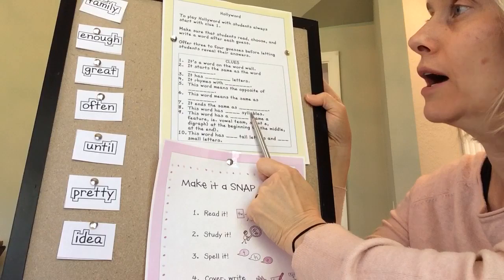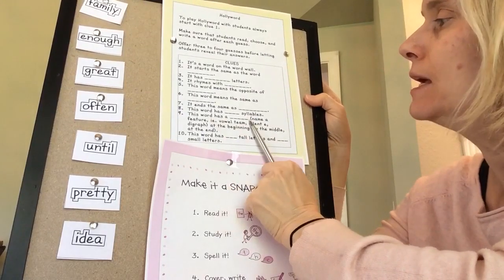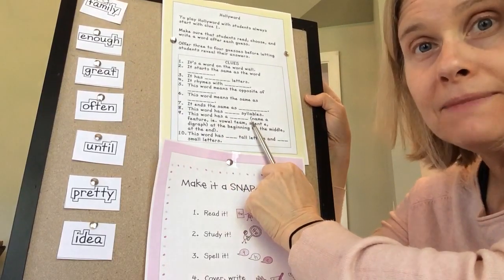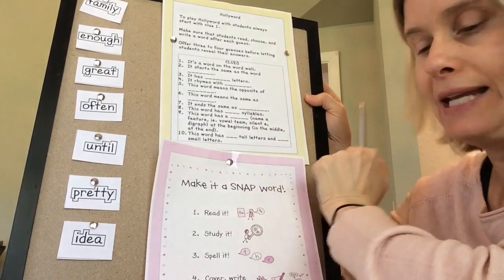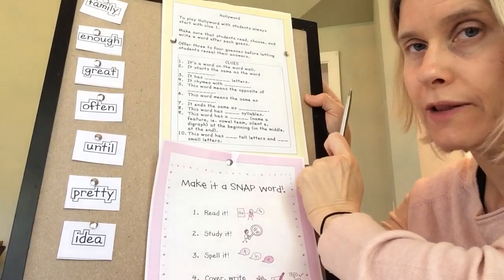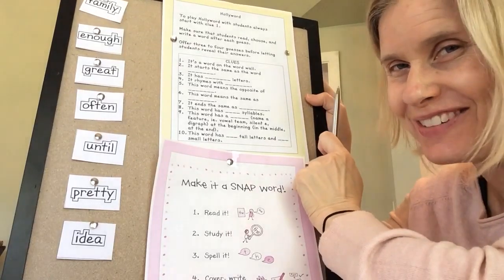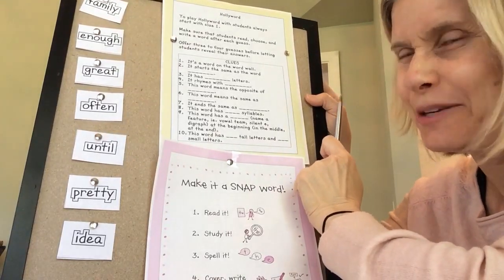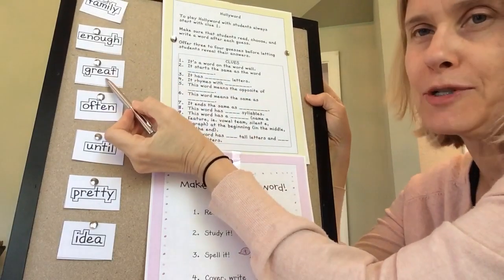The word has 1 syllable in it. And it has a vowel team in it. And it has 1 tall letter and 4 small letters. So can you figure it out? I think you probably already know. The word I was talking about was great.